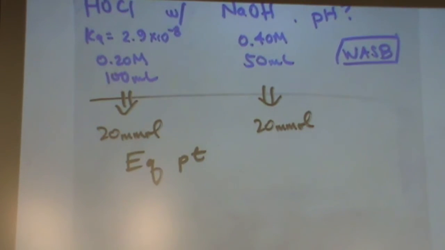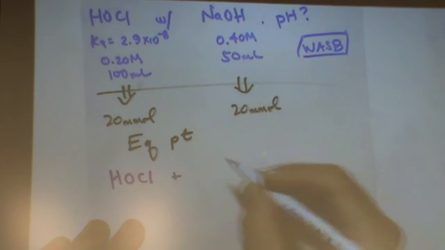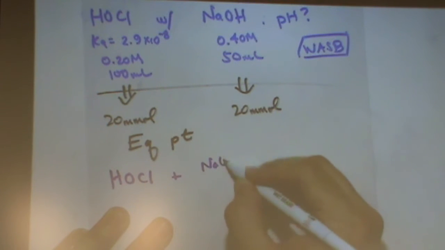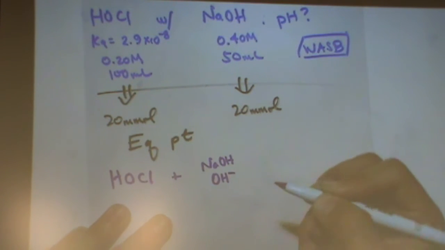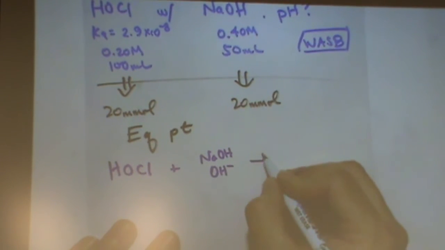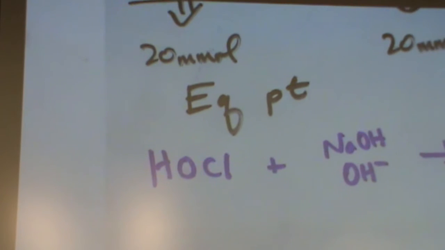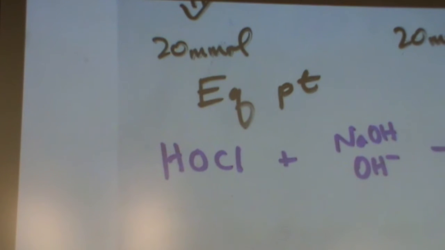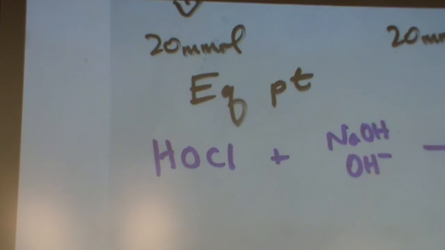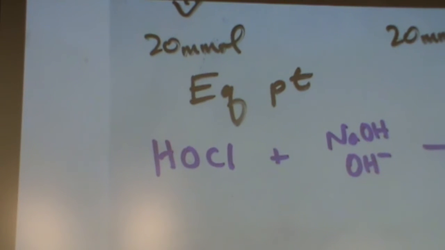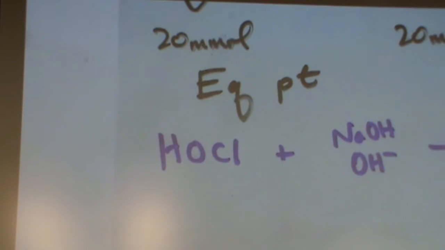Now, you could choose either to write NaOH here, or you could write OH if you want to ignore the spectator. Okay, write those products. 5 more seconds.